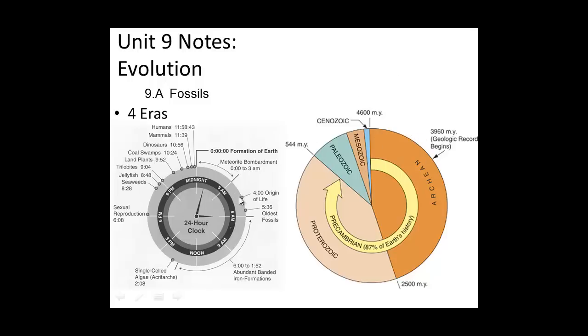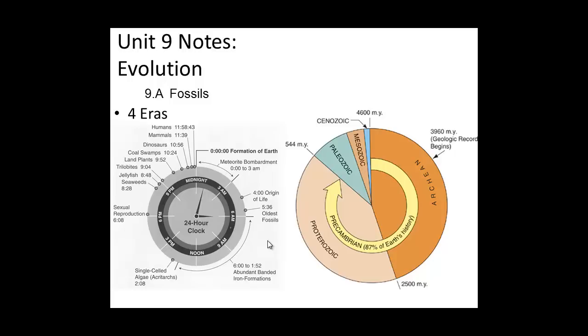Somewhere around 4 o'clock on a 24-hour clock, or somewhere around 2:30 on this clock, we got the origin of life. Now, we don't have any record of the origin of life because that rock is too old and it weathered and eroded just like rock does today, so fossils didn't really form. Somewhere around 5 or 5:30, we got the oldest fossils forming, and then from right around 6 in the morning till around 2 o'clock in the afternoon, we have abundant banded iron formations.